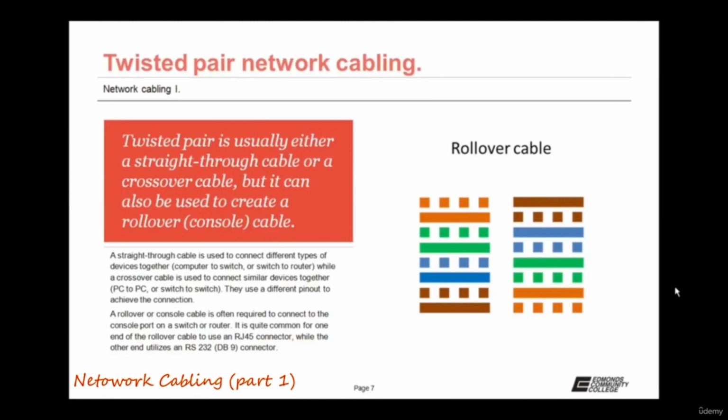Well, a crossover cable is used to connect similar devices together, as in a PC to a PC or a switch to a switch. The straight-through and crossover cable use different pinouts to achieve their connections. A rollover or console cable is often required to connect to the console port on a switch or a router. It is quite common for one end of the rollover cable to use an RJ45 connector, while the other end utilizes an RS232, also called a DB9 connector.